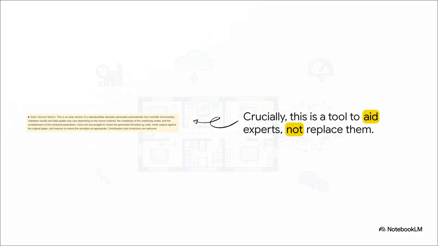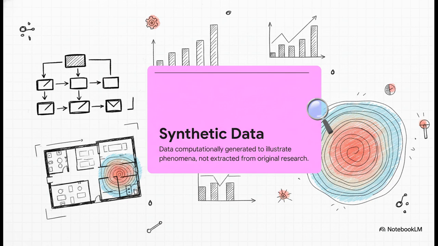But, and this is a really big but, the documentation is very clear about this. This is an early version, automatically generated tool. It's designed to help experts ask better questions and explore possibilities. It is not designed to give you final, definitive answers. And the reason for that caution comes down to this key term, synthetic data. The heat maps, the flowcharts, the numbers, they aren't real-world measurements. They're computationally generated artifacts, inspired by the floor plan, designed to illustrate what could happen.